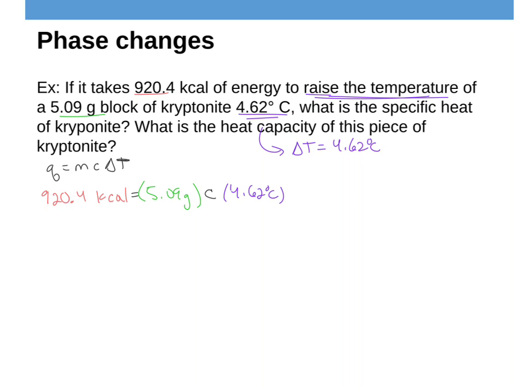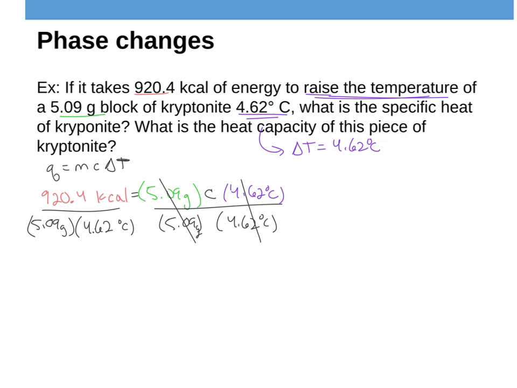And then I just solve for C. So I'm going to divide both sides by 5.09 grams and 4.62 degrees Celsius. That cancels, that cancels. So now my specific heat, little c, it's supposed to be a little c, is going to equal 39.1, and then I keep all my units, right? So apparently I have kilocalories up here over grams times degrees Celsius. That's my specific heat.